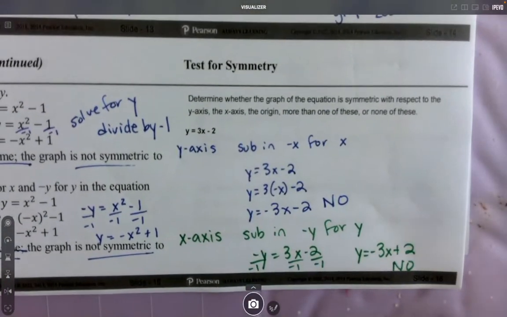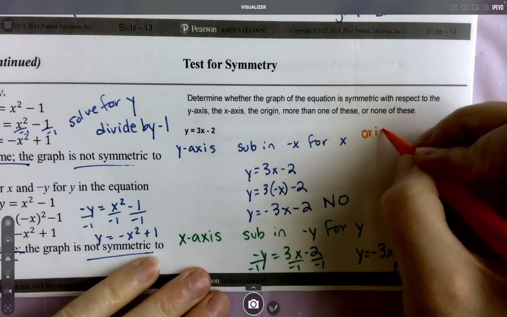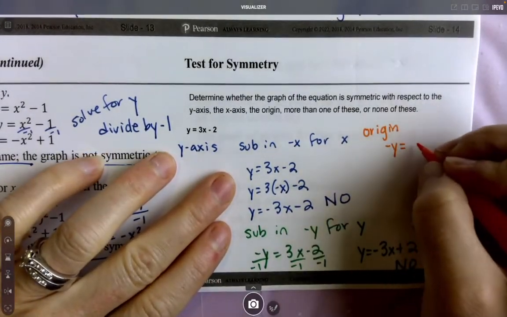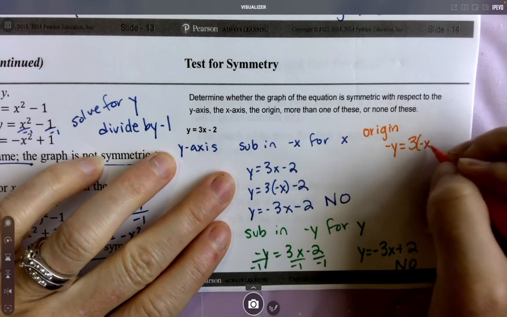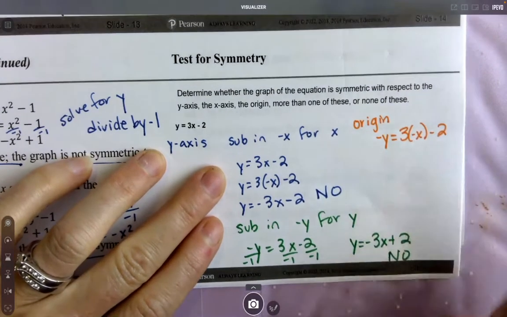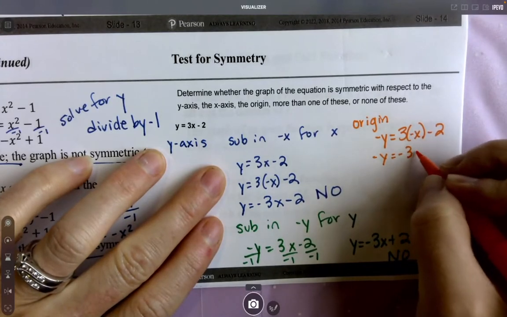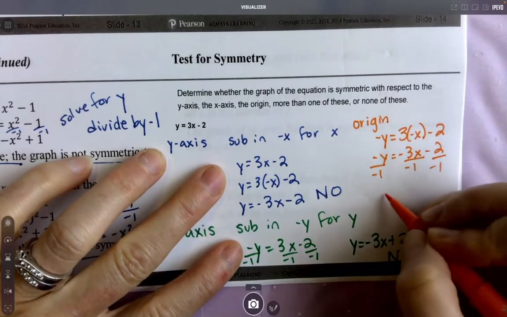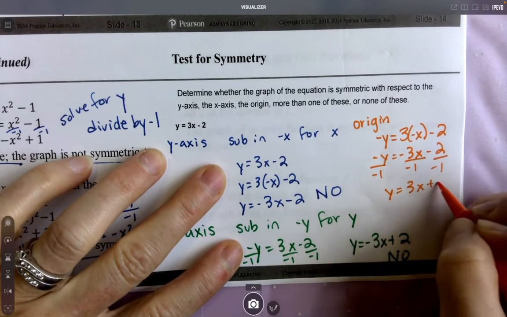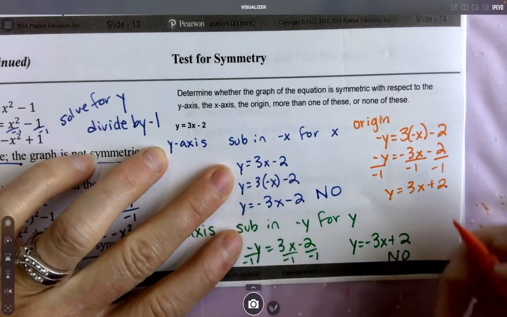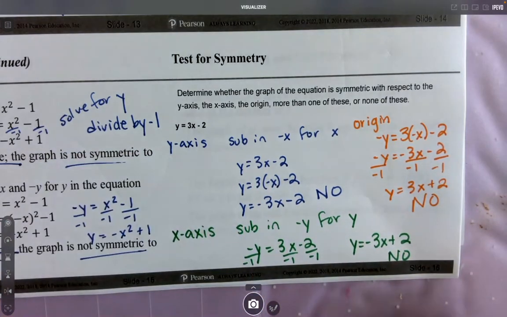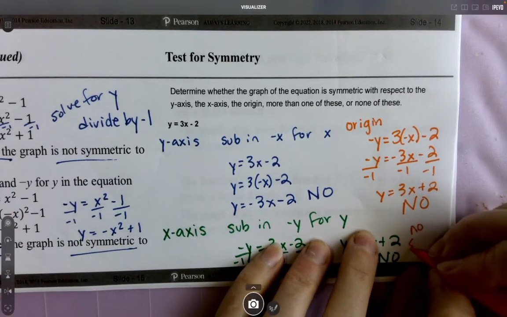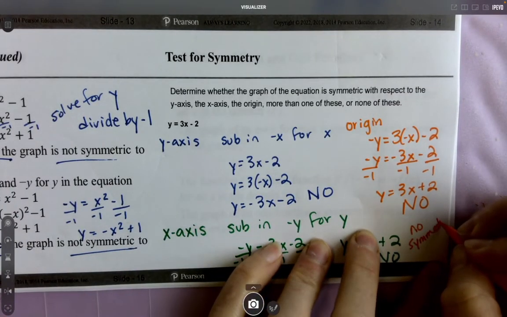All right, and then our last one is the origin. So we are going to sub in a negative y for y, negative x for x. We get negative y equals negative 3x minus 2. Divide by negative 1 all the way through. Y equals 3x plus 2. That is not the same, so it's a no. So it's not symmetrical at all. No symmetry at all.